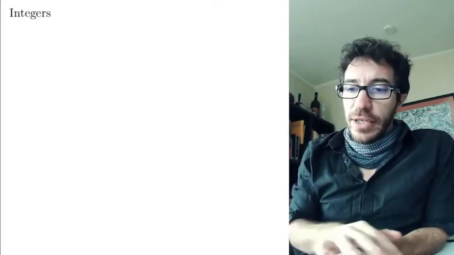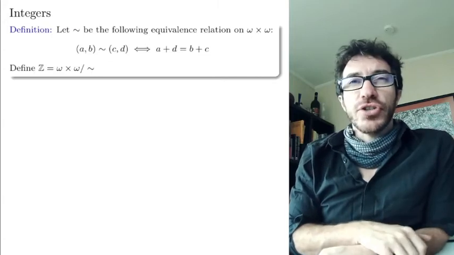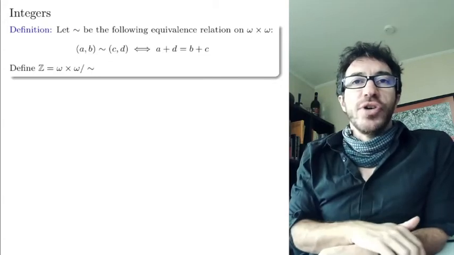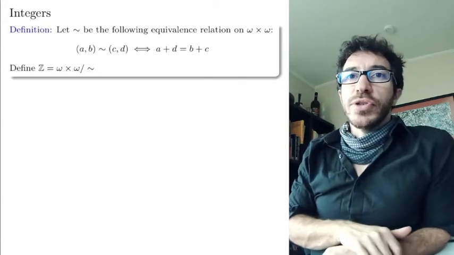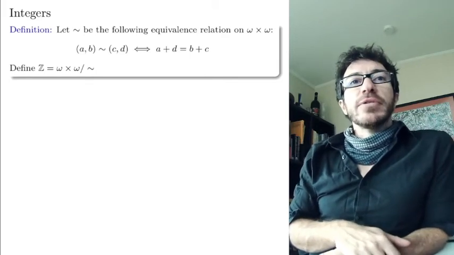Well, the integers are the natural numbers and the negative natural numbers. I want to define it using equivalence relations, because that's going to help us also understand the next step, which we're going to use in the rationals. So here's what we're going to do.